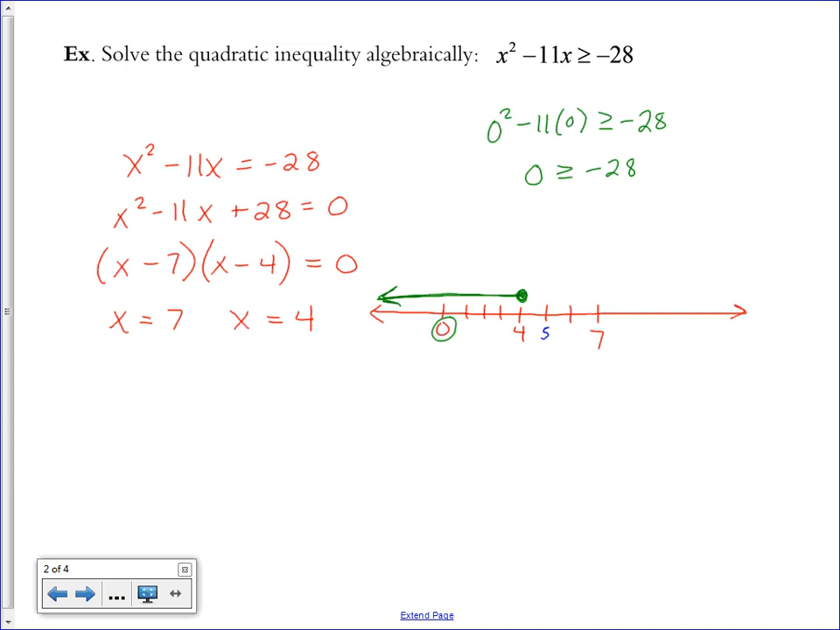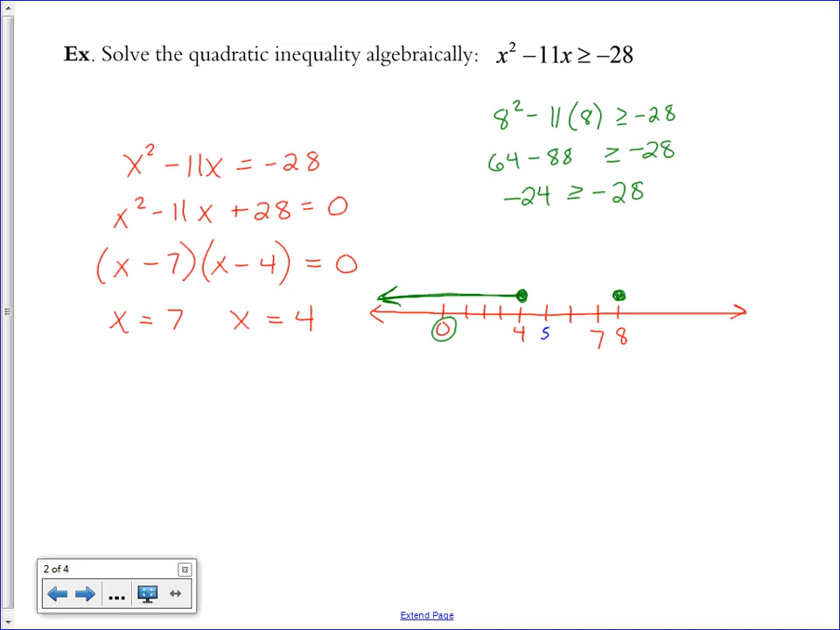And I would like to just test, for the sake of being thorough, something on the right side of the 7, such as 8. And see if that satisfies the inequality as well. Here we have 64 minus 88, negative 24. And that is greater than or equal to negative 28. And therefore the numbers including 7 and all of the values above 7 will also work.